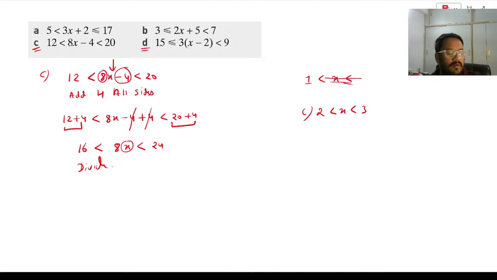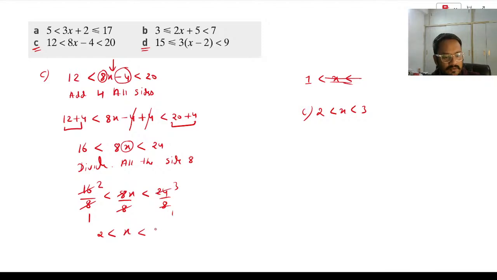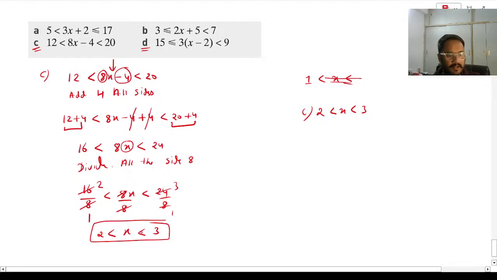So divide all the sides by 8. 16 divided by 8, then it is 8x, then it is 24, and divide by 8 and divide by 8. So if we divide all three sides, 8 times 2 is 16, so it is 2; 8 and 8 cancel, so it is x; then 8 times 3 is 24, so it is 3. Very good, your answer is absolutely correct. It should be x is greater than 2 and less than 3.